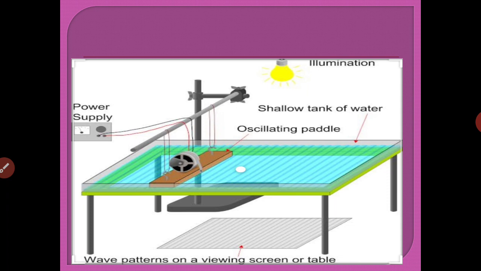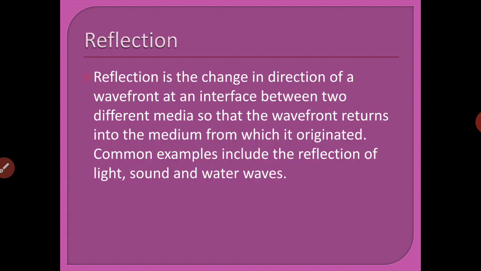With the help of the ripple tank, we produce wave patterns, and with the help of these wave patterns we study what reflection is, what refraction is, and what diffraction is. All these properties we are able to study. So now we are going to discuss all these properties one by one. First of all, I am going to discuss what reflection is.